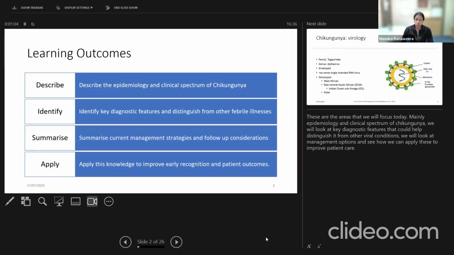So what I'm hoping that we could cover during this webinar is regarding the epidemiology and clinical spectrum of chikungunya, and to identify some key diagnostic features and how we can distinguish chikungunya from other viral illnesses. And we will also focus a bit on the current management strategies and see how we can apply this knowledge to improve patient care.